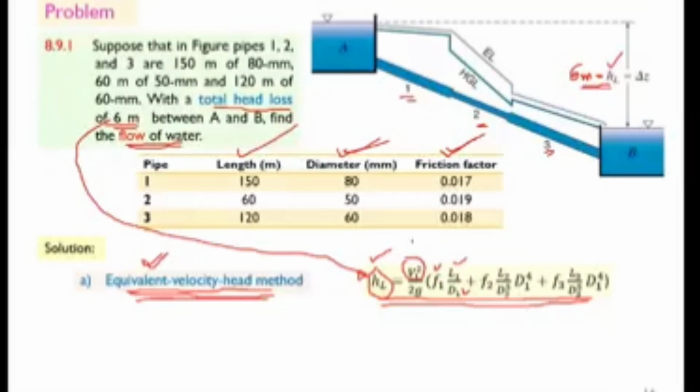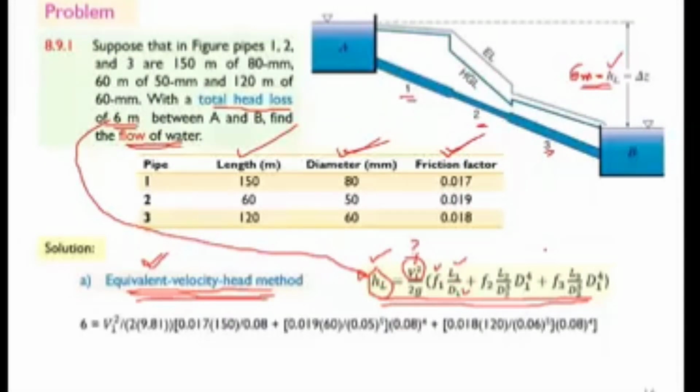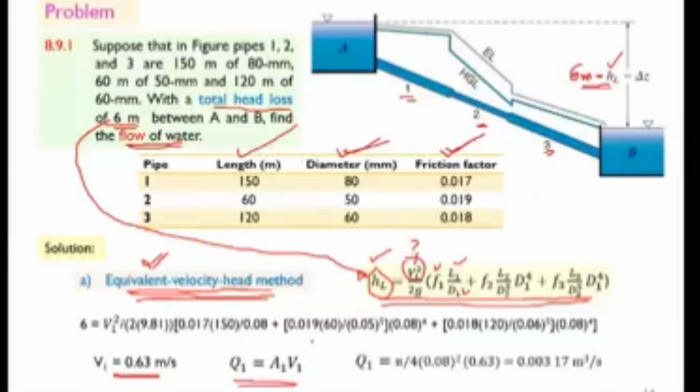So the only unknown is V1. You plug in the values, and we calculate that V1 is equal to 0.63 meter per second. Then we already know that Q1 is equal to A1 times V1. So you plug in the values, and the discharge comes out to be 0.00317 cubic meter per second. So you can see that we can easily solve the problem.